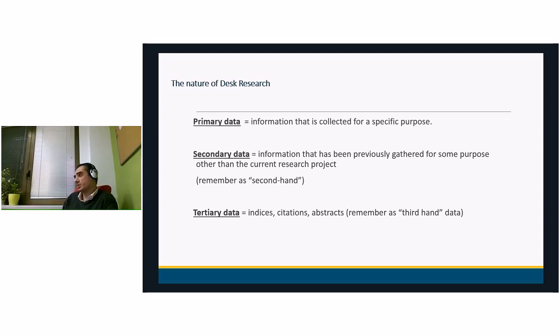abstracts, etc., which are very short, that can give you a direction where to look for different research, which actually is covered in secondary data, which is actually the desk research itself. You can remember this as second hand. There is information that is previously gathered by someone else for a specific purpose and you're using it for other than your current research project. And the primary data is the research that you undertake for a specific purpose. So secondary data, please focus on this.